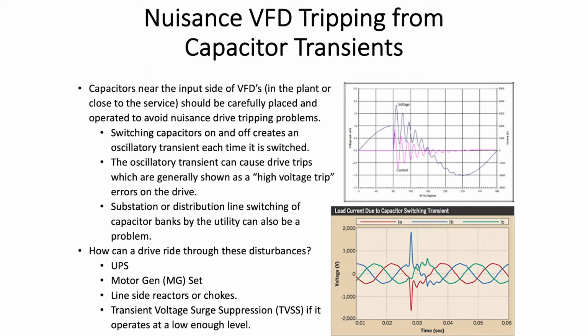What that line side reactor or choke does is dampen that transient. It doesn't filter it completely out, but it clips it so that we don't get the big peaks. Typically that's all you need to do: clip those peaks off with the reactor, dampen it enough, and your drive trips go away. And line reactors or chokes aren't very expensive compared to some of these other options.